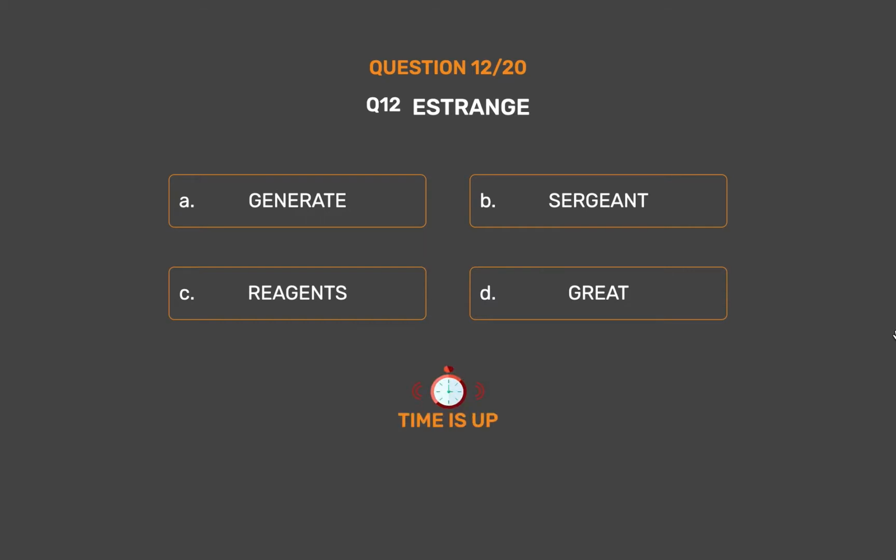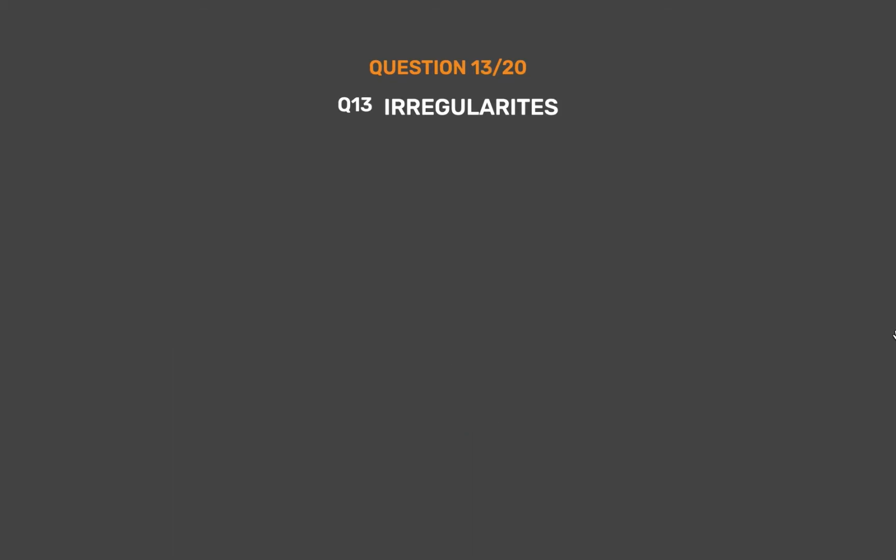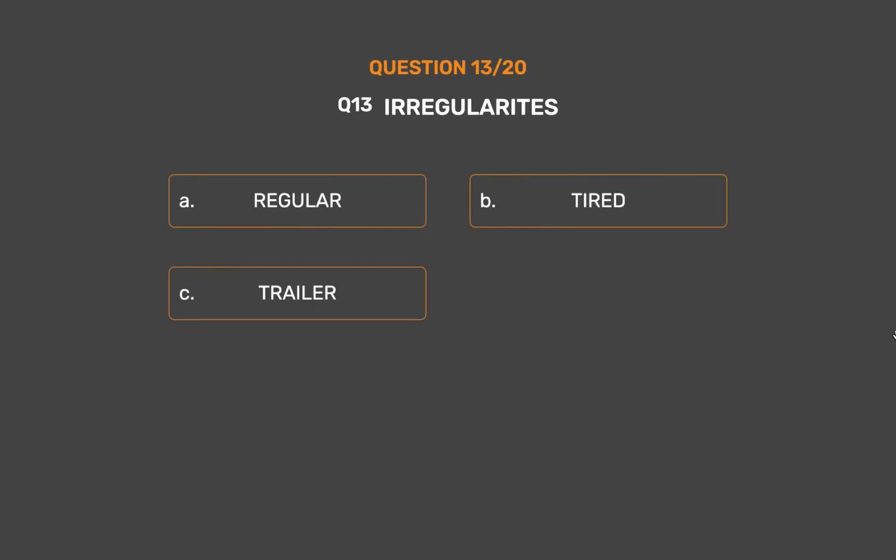The correct answer is option A. Generate. Question number 13. Irregularities. Option A. Regular. Option B. Tired. Option C. Trailer. Option D. Irrigate.